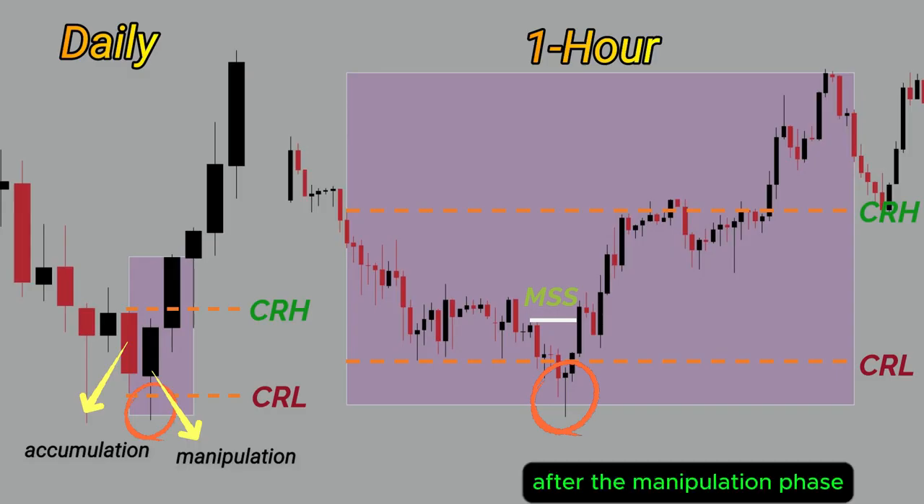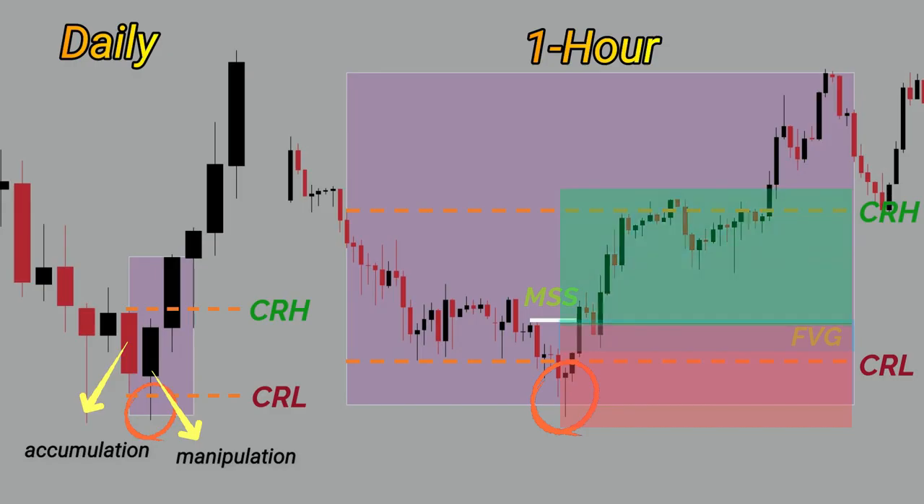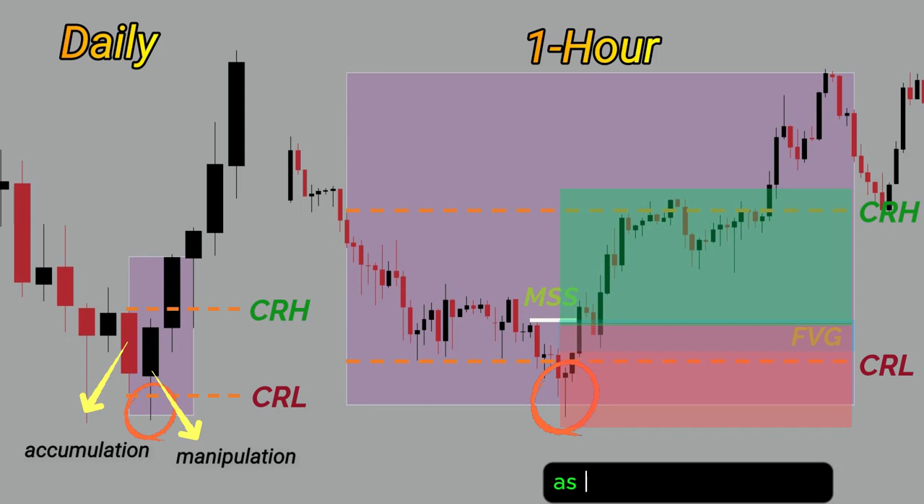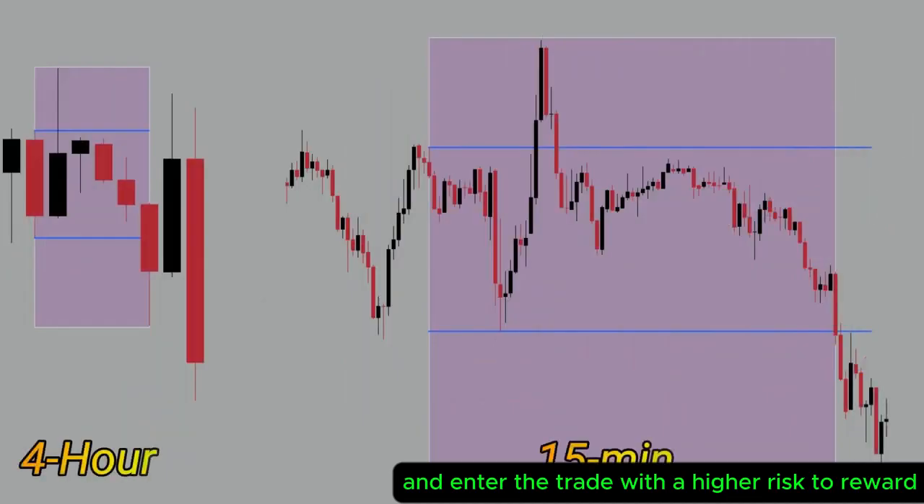After the manipulation phase, we should expect the market to enter the distribution phase. Therefore, the fair value gap formed after the turtle soup pattern and market structure shift can be considered a suitable entry point. We place our stop loss below the turtle soup area and set the top of the range as our take profit target. In our trades, we can consider areas outside the range, such as key support or resistance levels, as our take profit targets, and enter the trade with a higher risk to reward ratio.